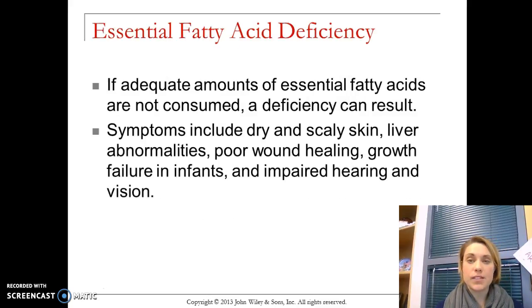If adequate amounts of essential fatty acids aren't consumed, a deficiency can result. Symptoms of essential fatty acid deficiency include dry and scaly skin, liver abnormalities, poor wound healing, growth failure in infants, as well as impaired hearing and vision.